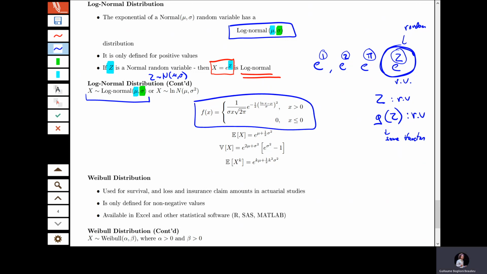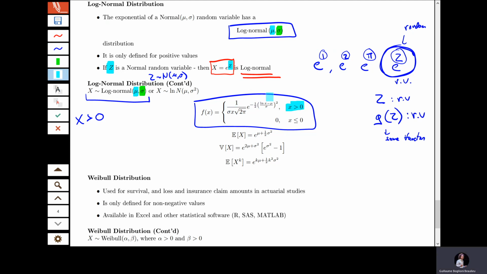I should say this x, which is log-normal, takes values in the non-negative. Yes, because of course e to the power of whatever is going to be positive, right? E to the power of something negative is still going to give you something positive. So x takes values bigger than 0, and I should write strictly bigger than 0.